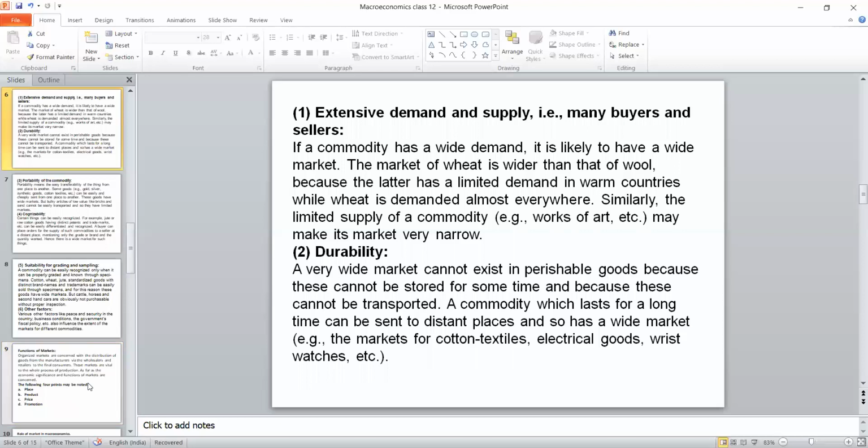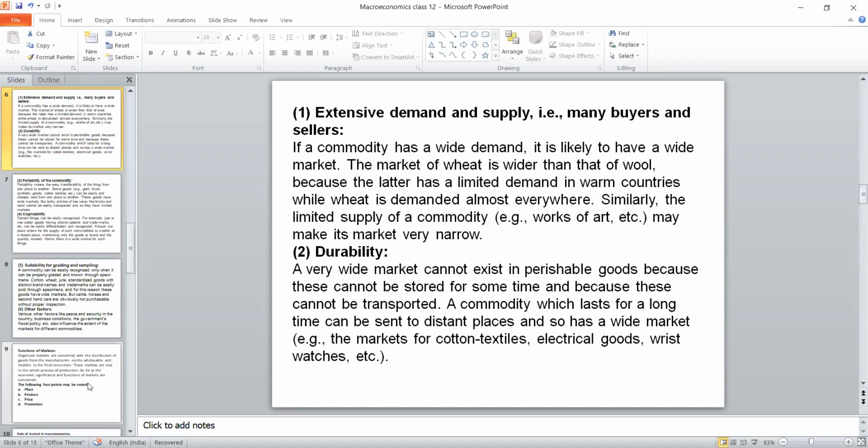The market for wheat is very wide compared to any other product like wool. Why? Because wool is not preferred by warm countries like India, Pakistan, all these. But in Europe, because they are cold countries, definitely they will prefer that. So wheat is common for the world, but wool is common for the cold countries. So the size of the market depends upon the type of product. The demand is very wide for certain products. Those products have a very big market.